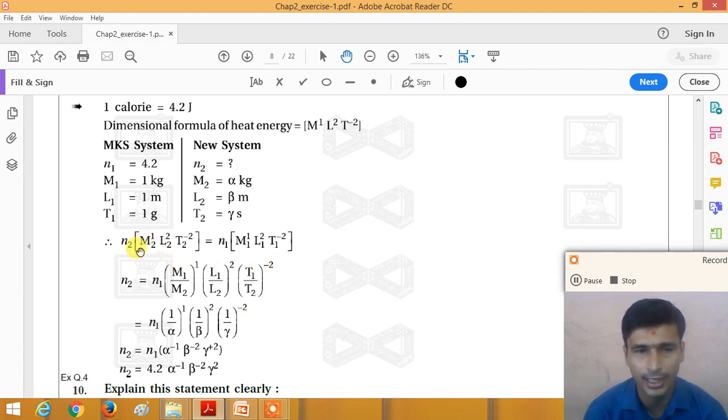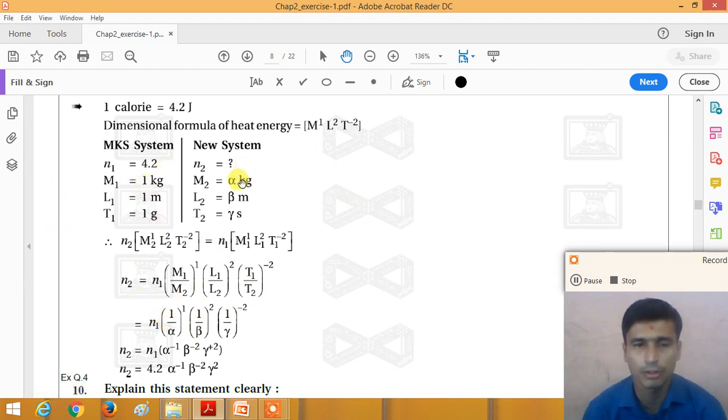If we take M2, L2 and T2 on the right hand side, we get N2 is equal to N1 into M1 by M2 raised to 1, L1 by L2 raised to 2, and T1 by T2 raised to minus 2. Now here M2 is given, M1 is given to you as 1 kg, so we put 1.